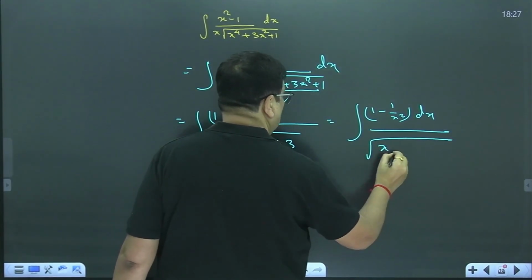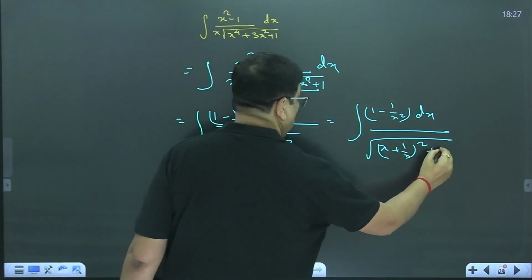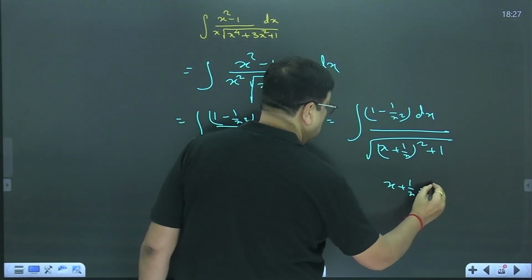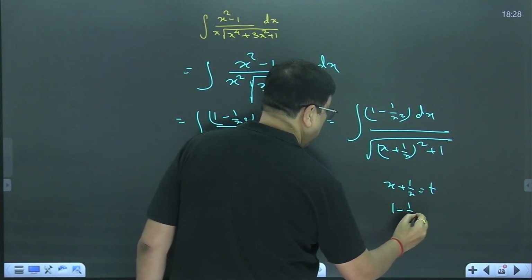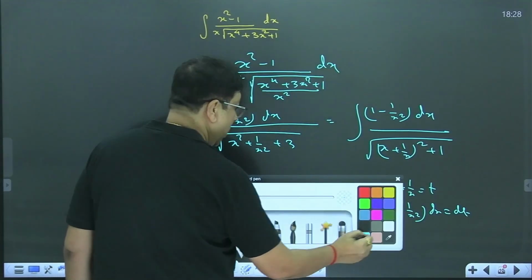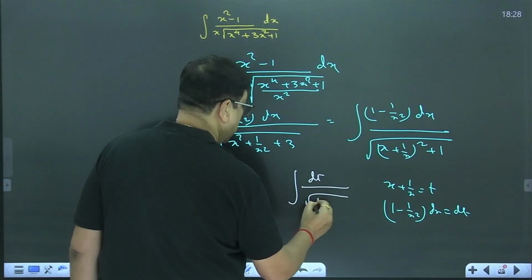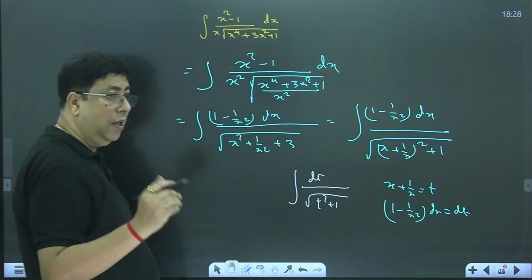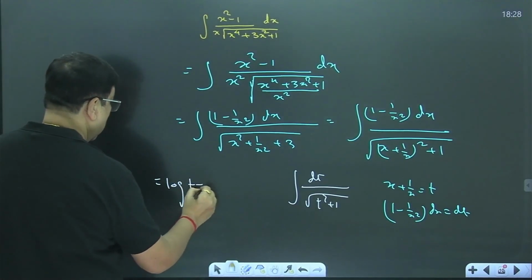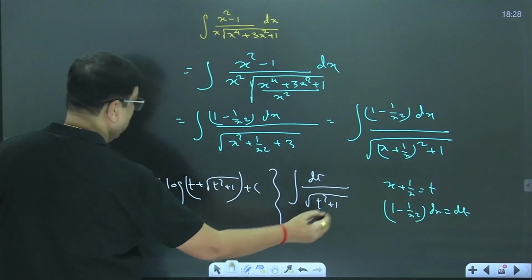What to do? (a+b) whole square minus 2ab plus 1. Let x plus 1 by x be t. So 1 minus 1 by x square dx equals dt. Therefore, I can write here, everybody, it is coming dt by root over t square plus 1. And this is the formula, so we can write log of t plus root over t square plus 1 plus c. That is the final answer.